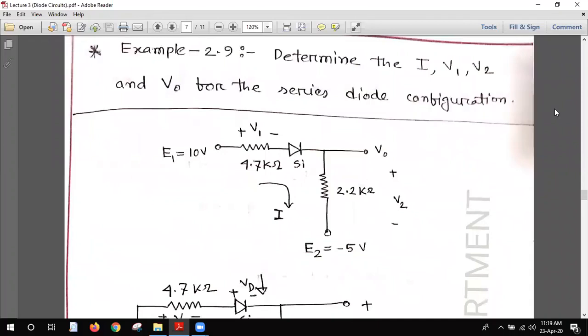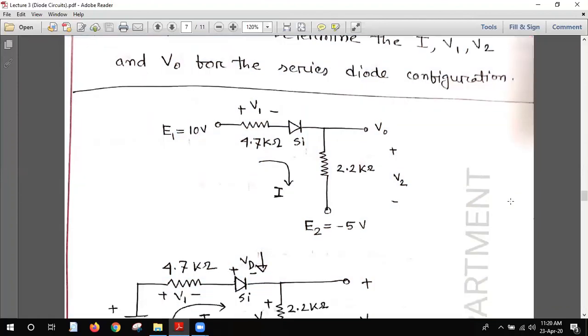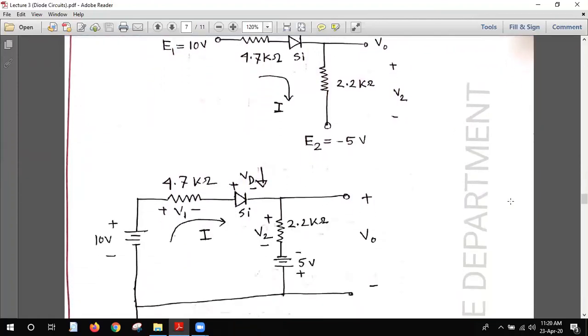See one more configuration, just for better understanding. Determine the current, the V1, the V2, and the V output for the series configuration. You see that this is one notation. You check, this is one more notation: minus electron volt. So the positive side will be the closer, the negative side will be the closer. So we are just transforming this circuit using that. So now you can understand.